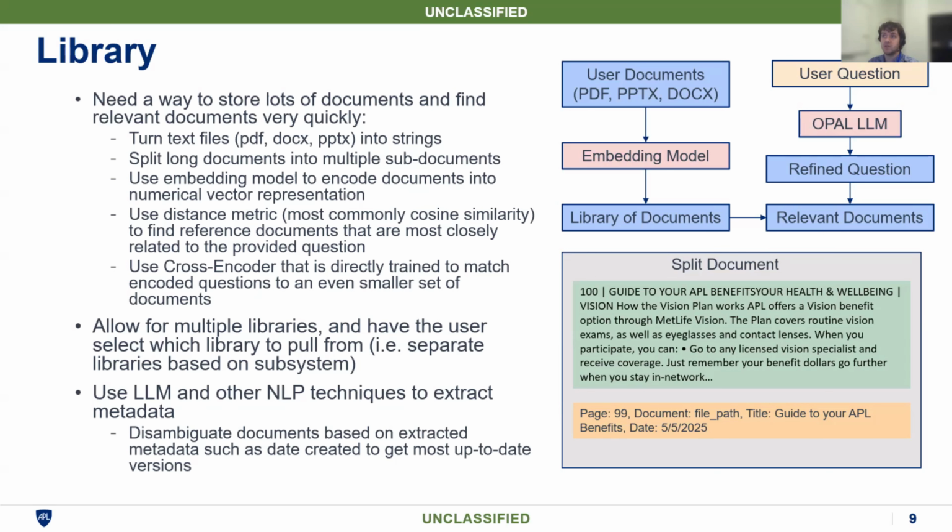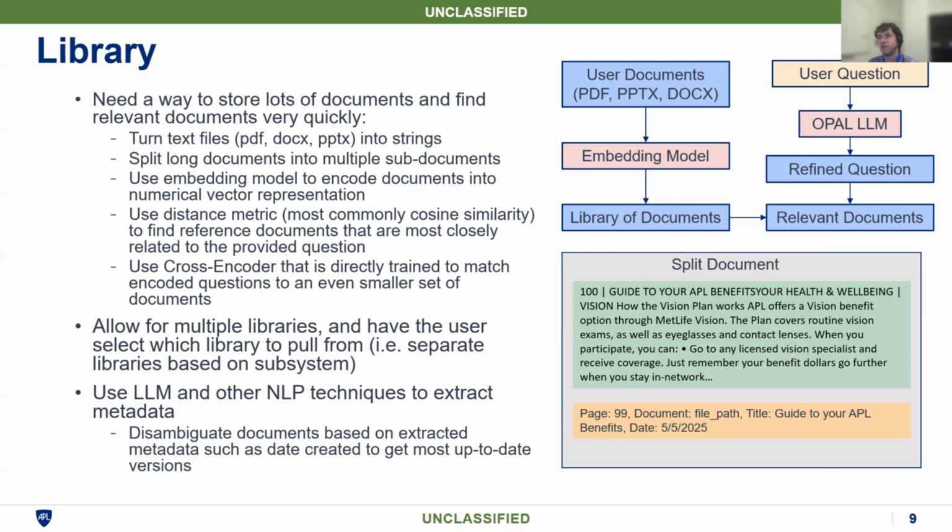And then you use an embedding model to encode documents into numerical vector representations. That's like the BERT kind of side of it, where you're creating a vector representation of a piece of text. And then there's sort of two ways that I'll talk about a little bit more. You can either use a similarity metric, most commonly cosine similarity, to find reference documents that are most closely related to the provided question, or you can use a model directly trained, such as a cross-encoder, that is directly trained to match encoded questions to an even smaller set of documents. And then some key features we have that are nice is we allow for multiple libraries and have the user select which library to pull from, or multiple libraries.